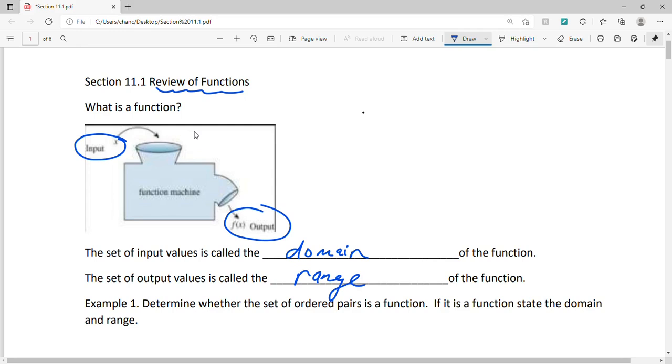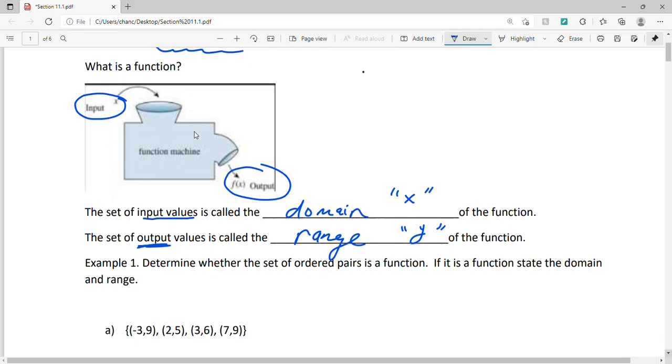The domain is all of the possible inputs or x values for our function, and the outputs, those are our y values of the function, or f of x values. In example 1, let's determine whether the set of ordered pairs is a function. If it is a function, state the domain and range.